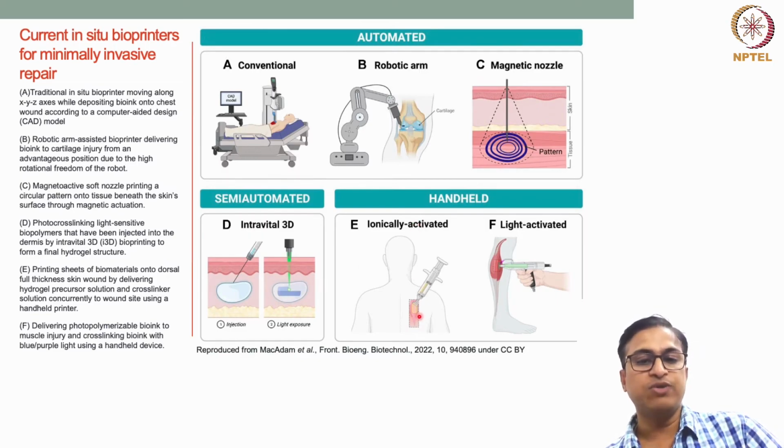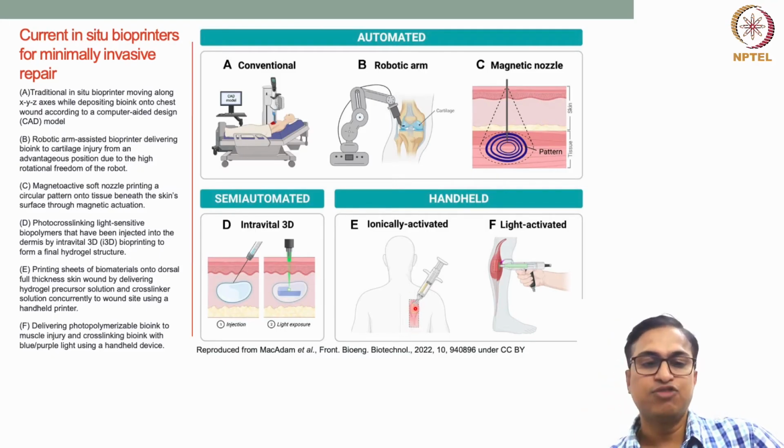The other approach is ionically activated. Here we can print a sheet of biomaterial onto, for example, a dorsal full thickness wound by delivering hydrogel precursor solution and cross-linker solution concurrently to the wound site using a handheld bioprinter. So a handheld device can be developed, and we'll discuss one such device in the coming slides. It can print biomaterials plus cells directly onto the wound bed, and then be cross-linked by photo cross-linking or other ways.